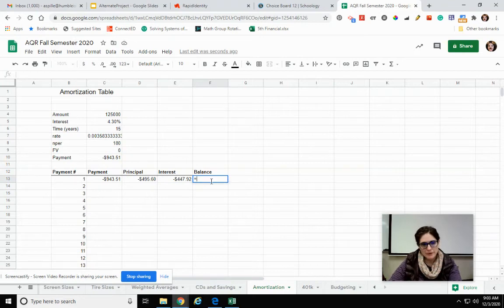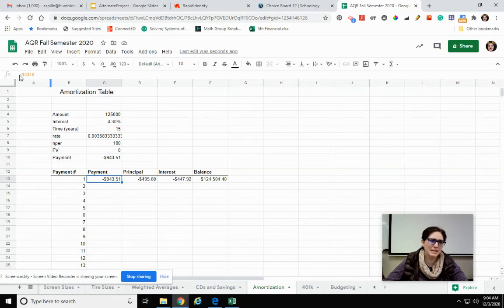Okay, balance. For the first month, this right here is being taken off of this, but notice that it's negative because I'm paying it out. So I want the amount that I owe minus what I paid, but this already has a negative on it. So instead of doing minus, I'm going to do plus because the negative is already here. Only it's not the payment, only the principal part's coming off. So I click on the principal, enter. Now I started out owing 125, and now I owe $124,504.40.